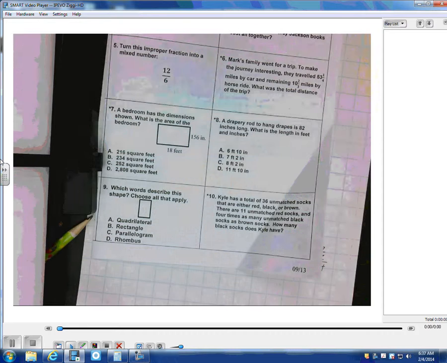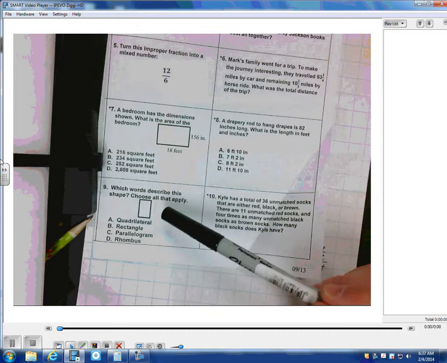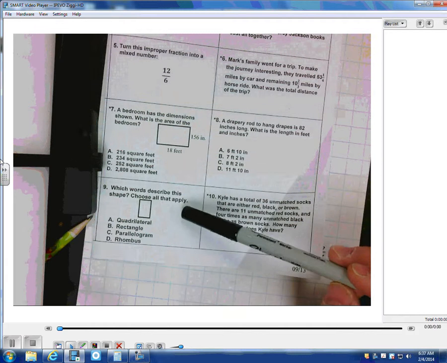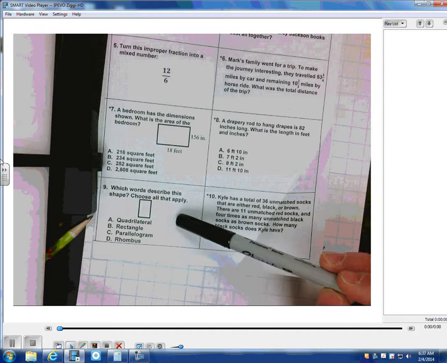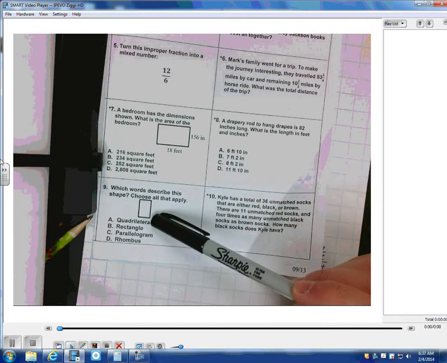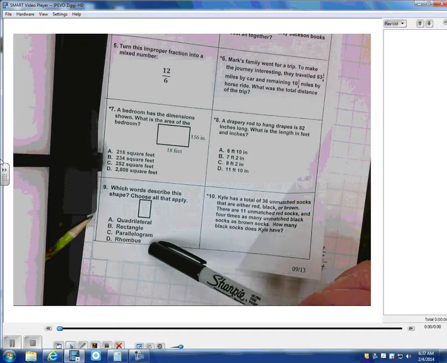Number 9 is which word describes this shape? Choose all that apply. Okay, so again, you can refer back to your planner. It has a good help section for these type of questions. So describe all that apply to this shape. You have quadrilateral, you have rectangle, you have parallelogram, and you have rhombus.